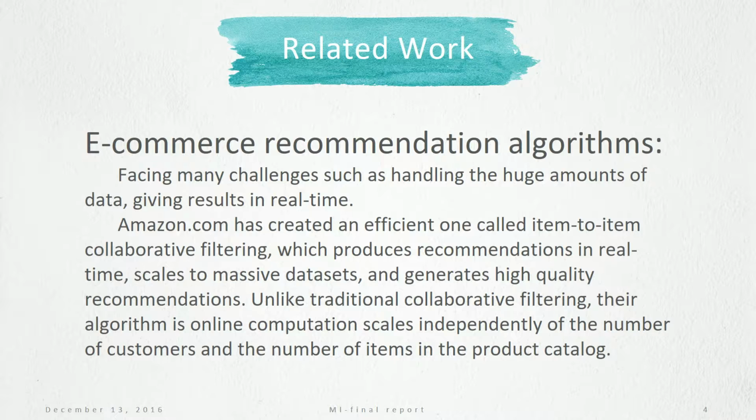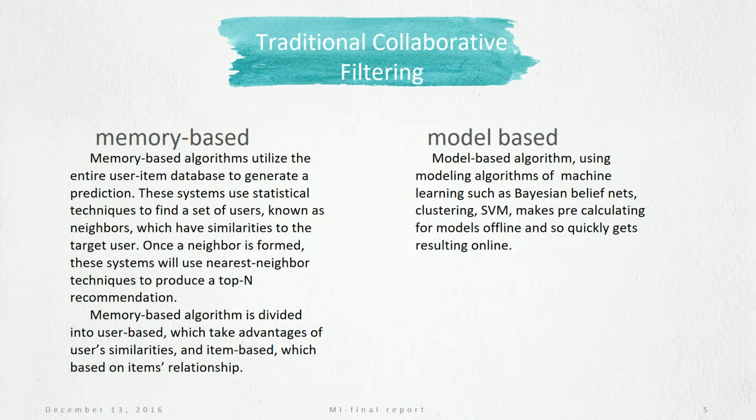Amazon.com has created an efficient one called item-to-item collaborative filtering, which produces recommendations in real time, scales to massive datasets, and generates high-quality recommendations. Traditional collaborative filtering is divided into two genres: memory-based and model-based. Model-based algorithms use modeling algorithms or machine learning, such as Bayesian belief nets and clustering, to pre-calculate models offline and so quickly get the result online.